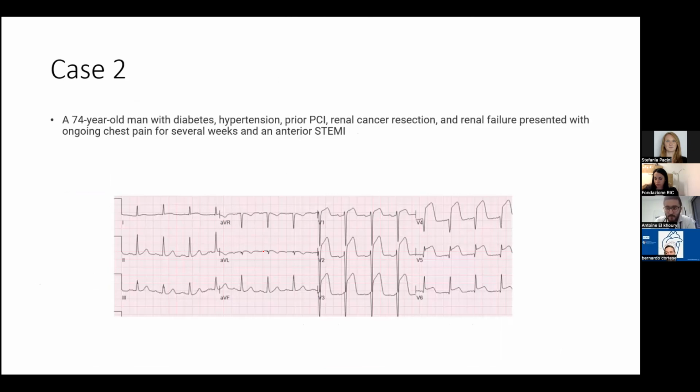Okay, so I will move now to a second case. Here is a 74-year-old man with diabetes and hypertension who presents with ST elevation myocardial infarction. As you can see on the ECG, we have ST elevation in anterior and lateral leads, V2, V3 to V6. So here we suspect a disease maybe of the left anterior descending or the left circumflex artery.